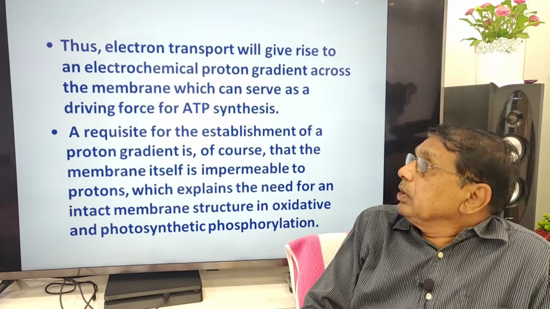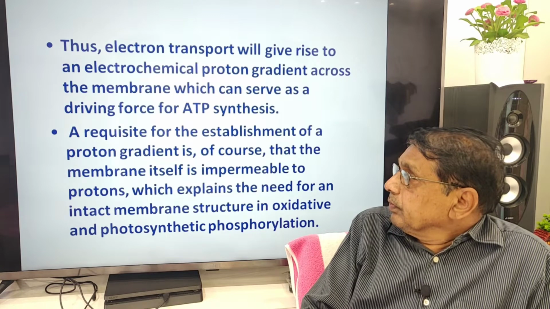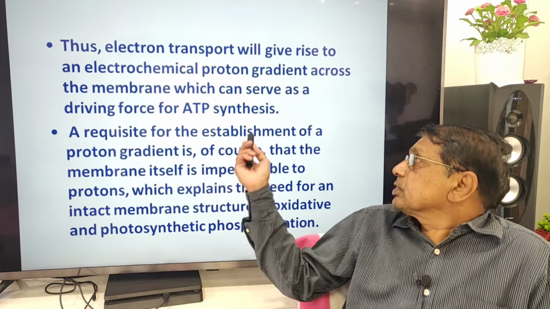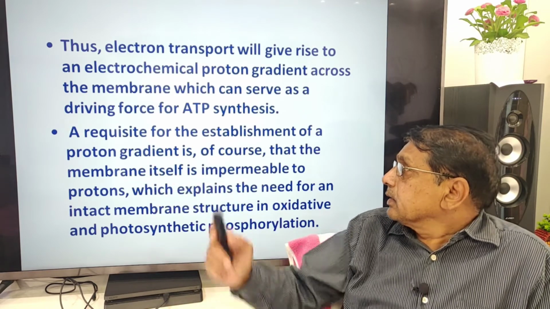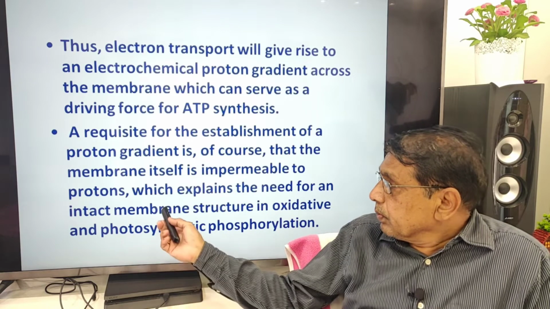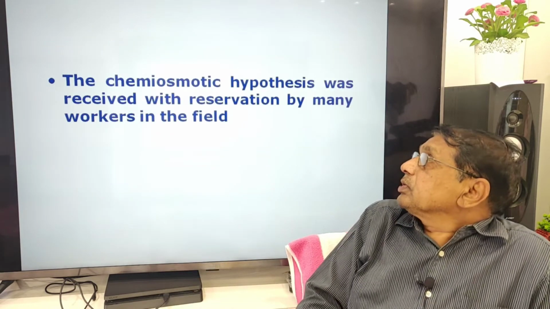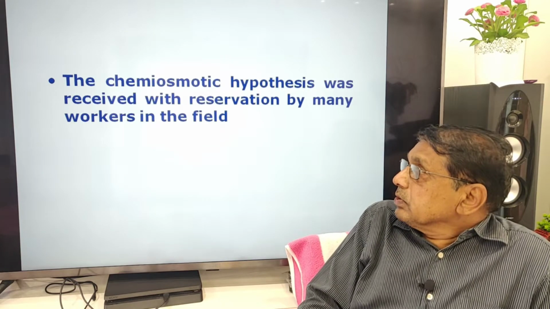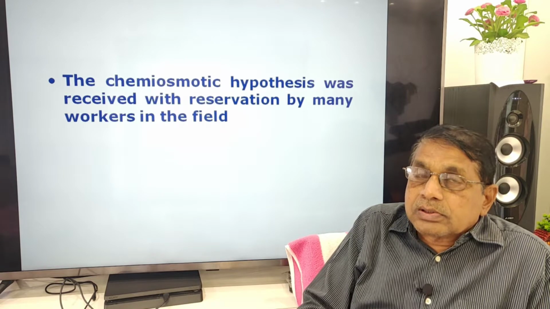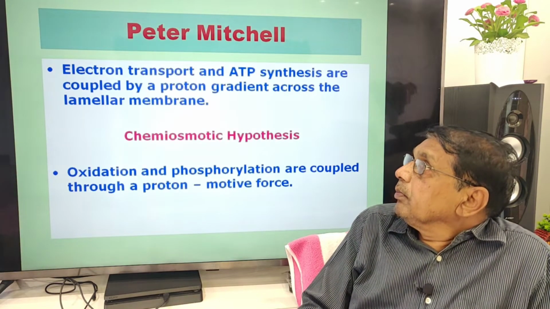Electron transport gives rise to the proton gradient, a requisite for the synthesis of ATP. Of course, the membrane itself is impermeable to protons. The chemiosmotic hypothesis was received with reservation. Some people did not accept it, or they had their own reservations. Peter Mitchell.